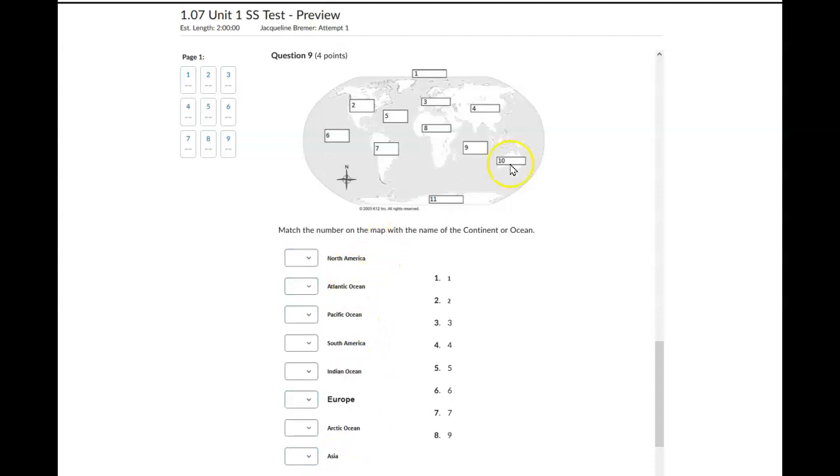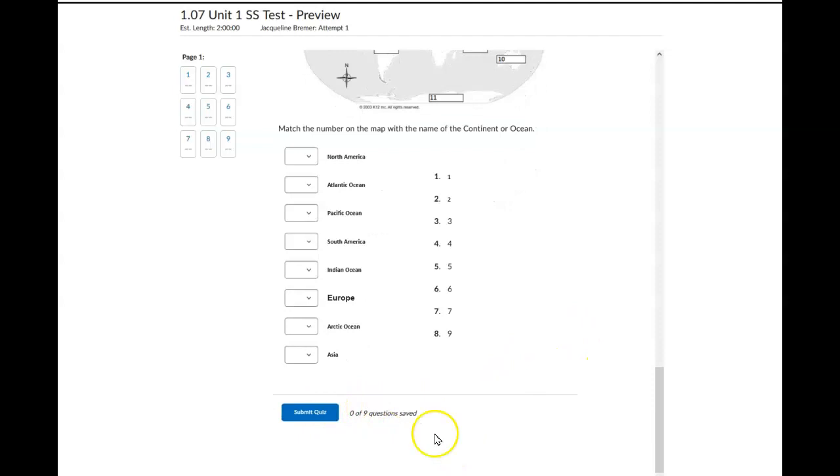So remember, one of these is number 9, even though it has selection number 8. You'll look for number 9. And then you'll submit the quiz.